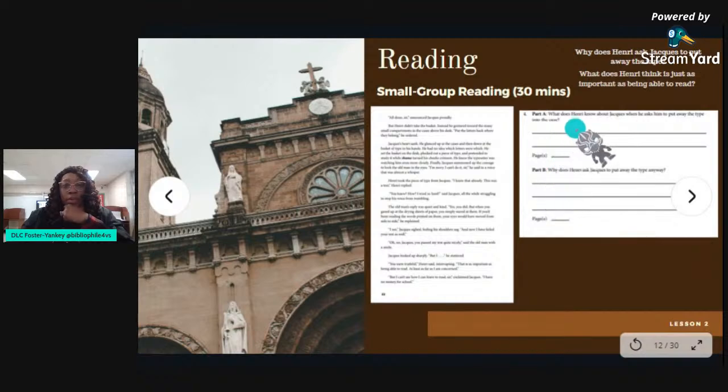But what does Henri know about Jacques when he asked him to put away the type into the case? So writing their answer and writing the page number where they found it, and why. Why does Henri ask Jacques to put away the type anyway?